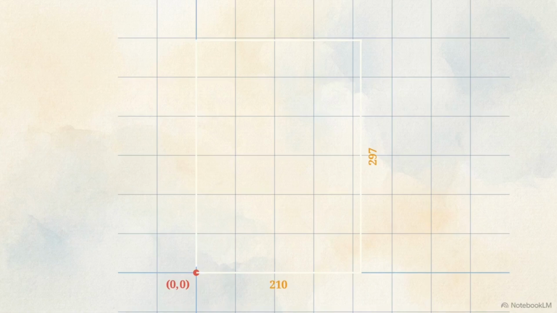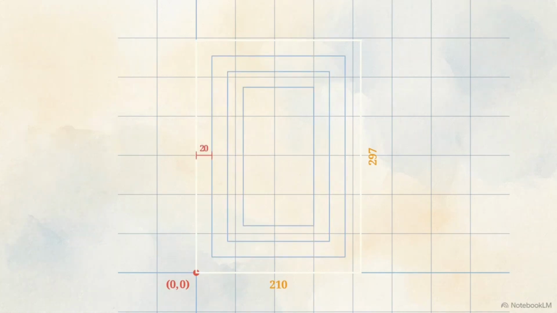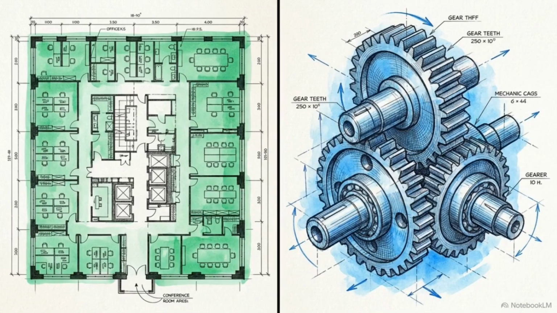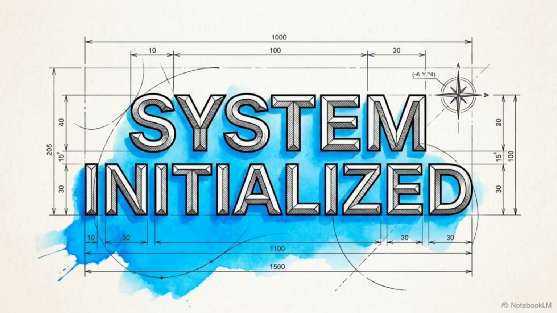We will do this in 3 specific steps: configuring exact metric units, drawing our absolute boundaries, and then multiplying that geometry rapidly. Before you can draft complex floor plans or intricate mechanical components, you need a rigid, precise canvas. Mastering this setup protocol is the mandatory first step for every project.